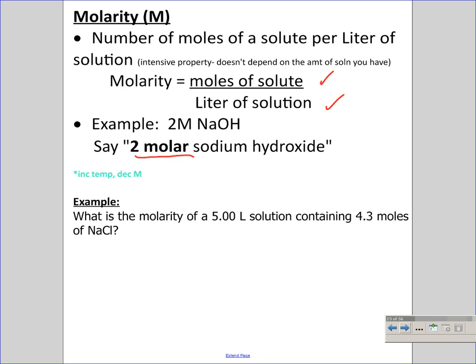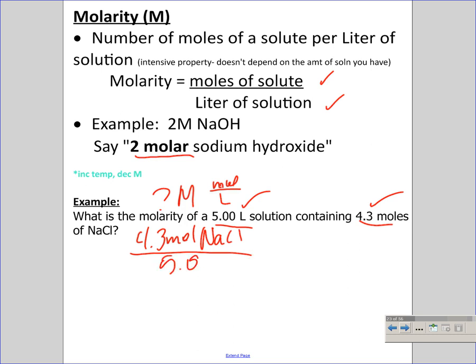So in this example, what is the molarity? What am I looking for? What's the variable for this? Big M, which is moles per liter, right? What's the molarity of a 5-liter solution containing 4.3 moles of sodium chloride? How do I set this up? Right, these are knowns right here, and my unknown is that. 4.3 moles of sodium chloride over 5 liters of solution. So that's like 0.8 something. 0.86, thank you. 0.86 molar sodium chloride.